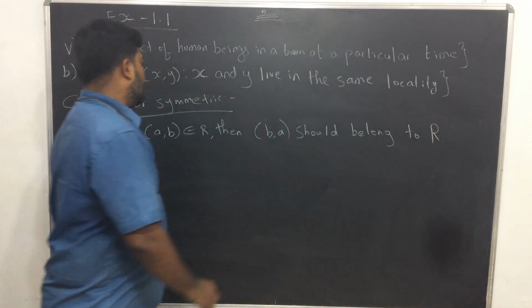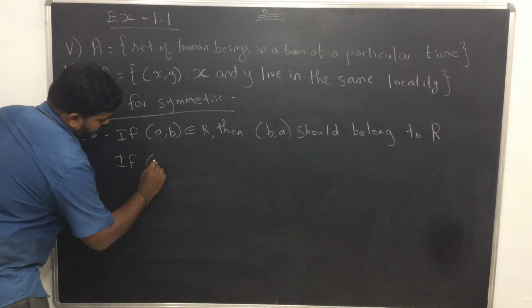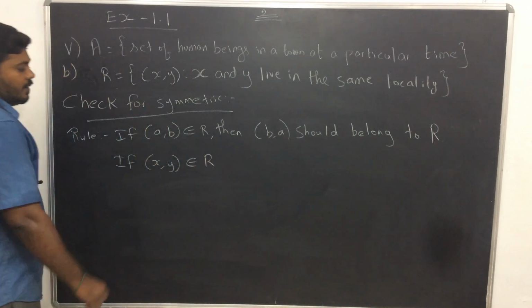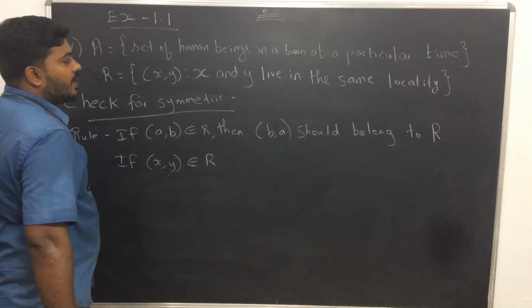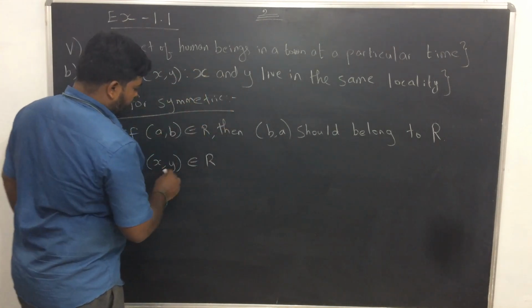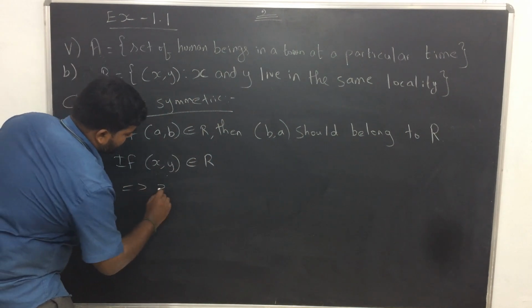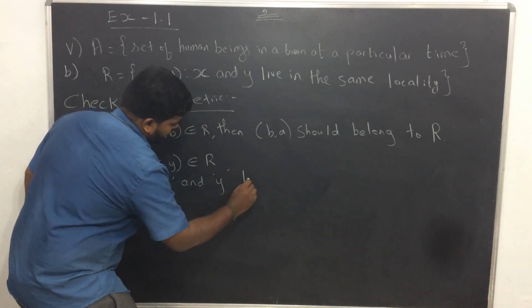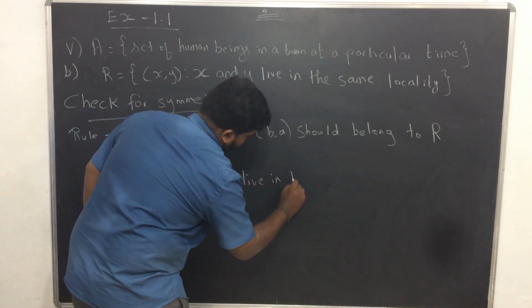Now, let me say if (x, y) belongs to R. I am assuming that x and y are in the relation, which means x and y will satisfy the condition for the relation. So this implies x and y live in the same locality.